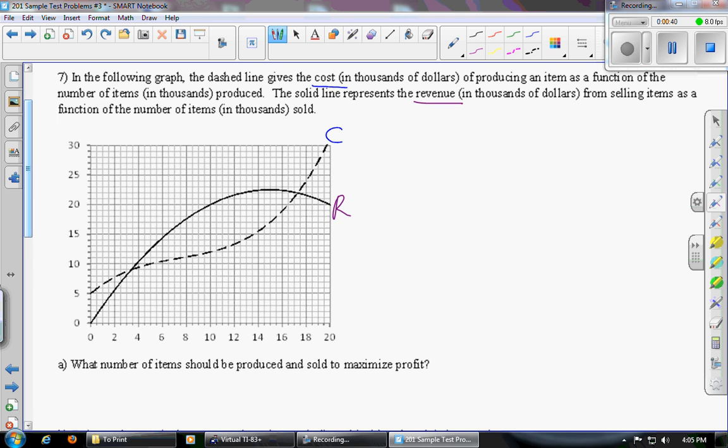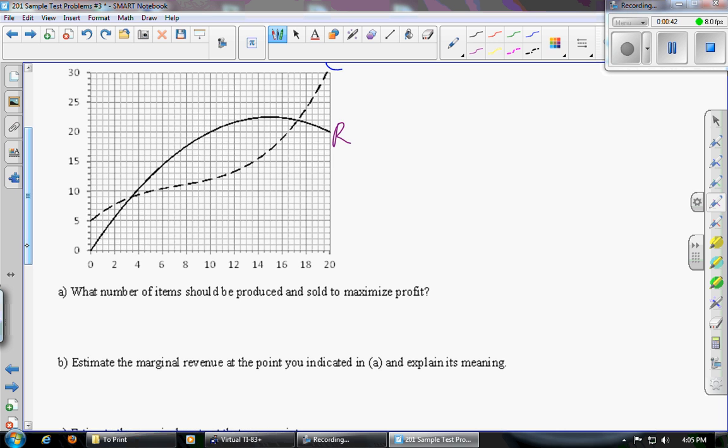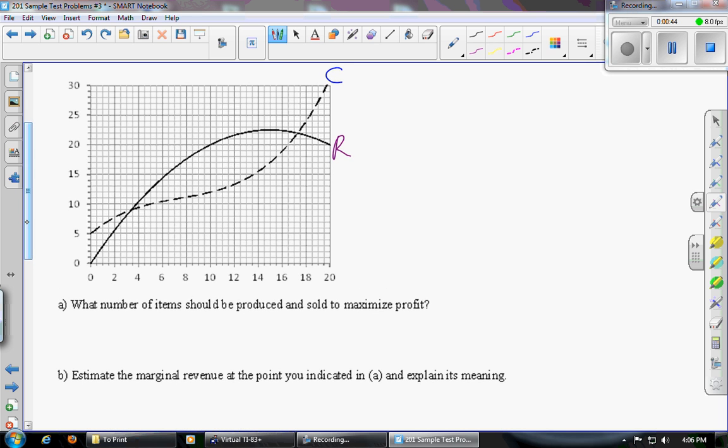Okay, part A. What number of items should be produced and sold to maximize profit? Okay, we know that the profit in English is the revenue minus the cost. So we can write that in symbols like that. And we're looking to maximize the profit. That is to say, we want the profit to be as big as possible.